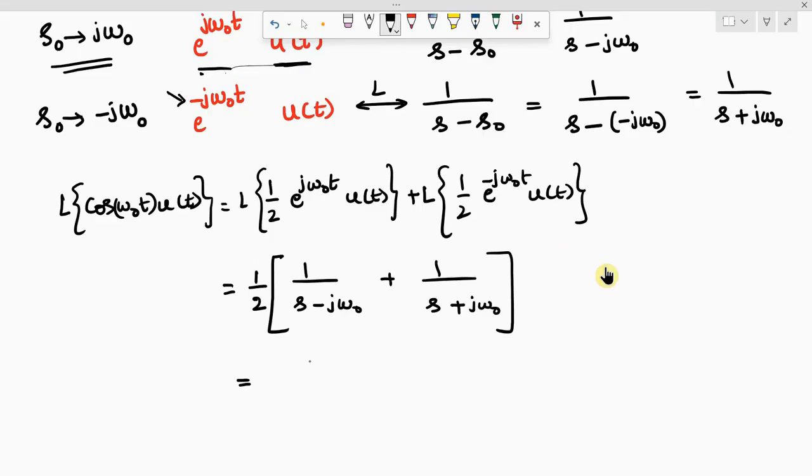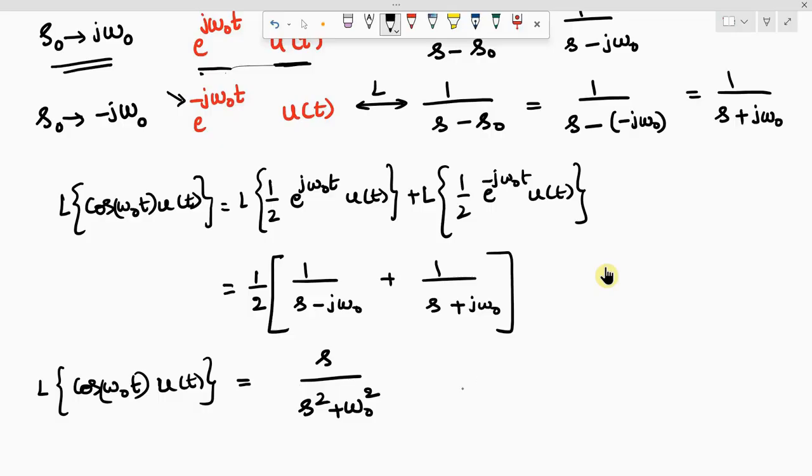1 by s square plus omega naught square. Is it 1 by or s by? Check. s by, sir, yeah. It is s by s square plus omega naught square, which is the Laplace transform of cos omega naught t into u of t. Please remember this. I think you know this answer. This is a very well known answer.